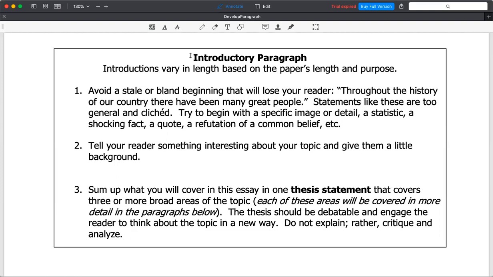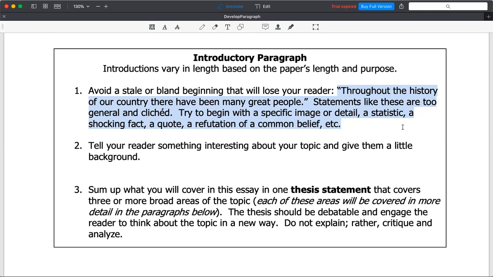In the introductory paragraph, you need to avoid a bland beginning. So make sure that you attract your audience, basically. If you say something like, "Throughout the history of our country, there have been many great people," statements like these are too general and cliche. Avoid cliche, avoid bland beginning. Make sure that any phrase and any sentence that you employ is serving a purpose.